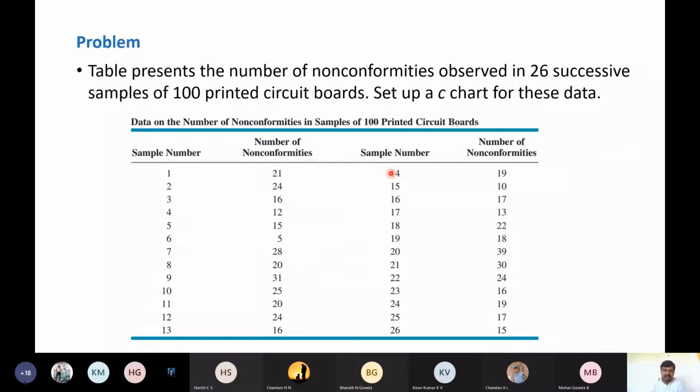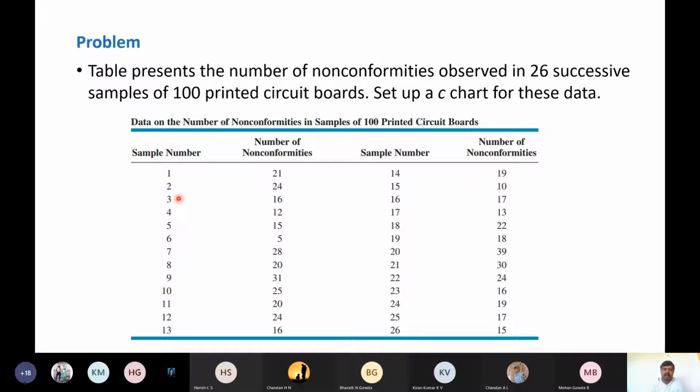Then in each sample, in each subgroup, there are 100 units. Out of 100, how many are defectives? That is given in the table. So you are considering 26 samples, and within a sample there are 100 units.